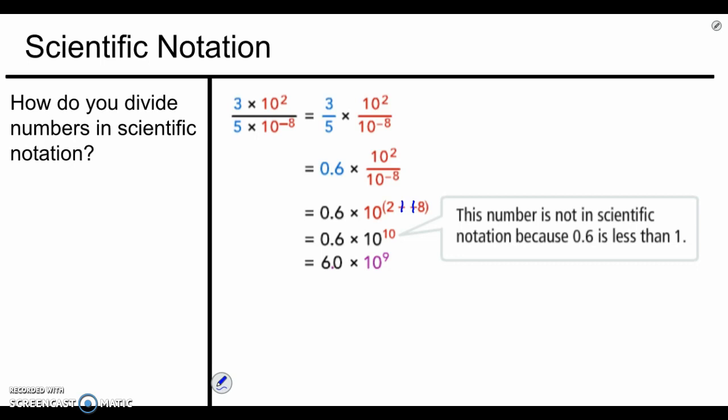Now, we're going to have to move our decimal once to the right here. So now that 6/10 times 10 to the 10th power becomes 6 times 10 to the 9th power.